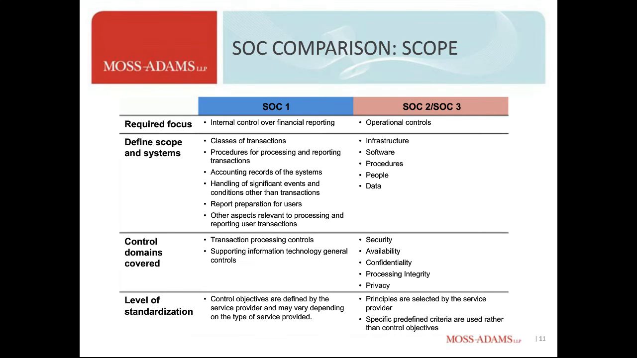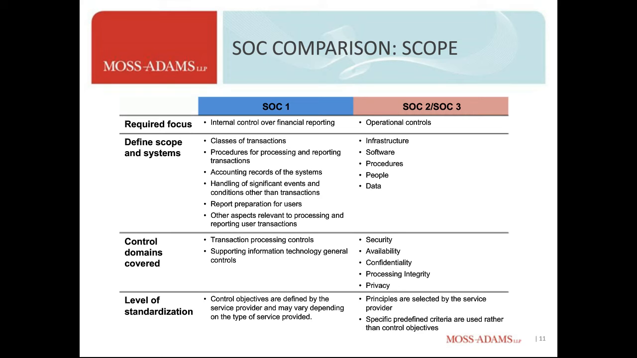All right, going into a little bit more detail on the differences between the SOC 1 and the SOC 2 and 3 reports. Again, the SOC 1 is going to be most applicable to internal controls over financial reporting, and the SOC 2 and 3 are going to be more of your operational controls covering the 5 trust services principles.